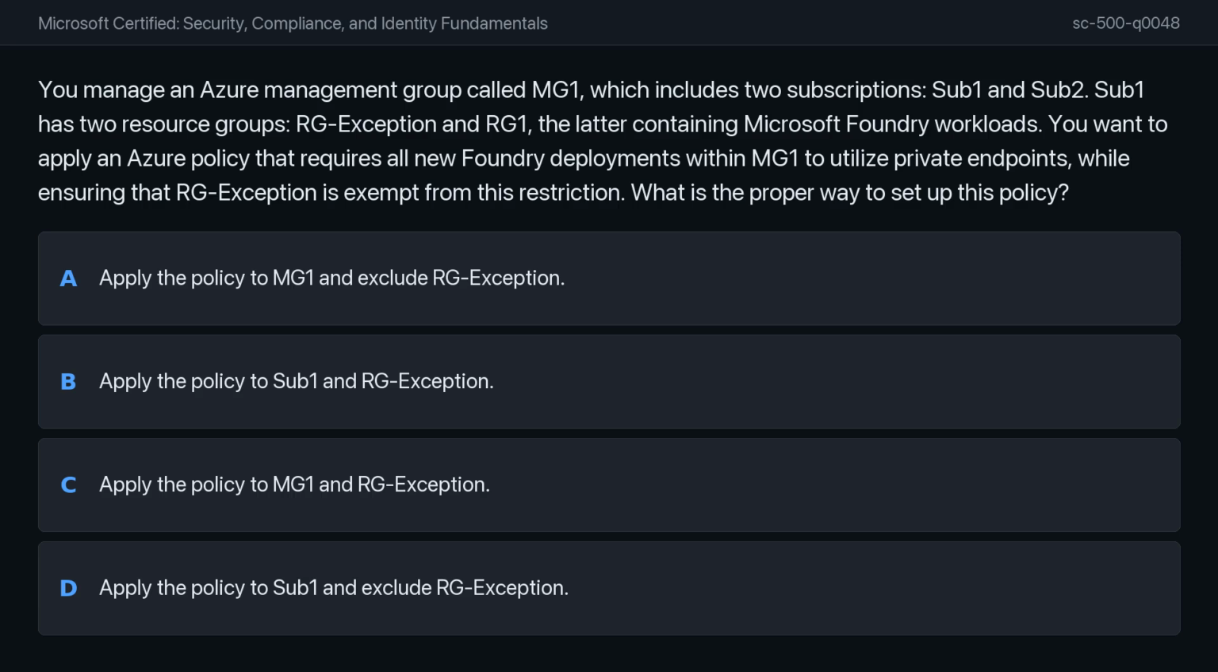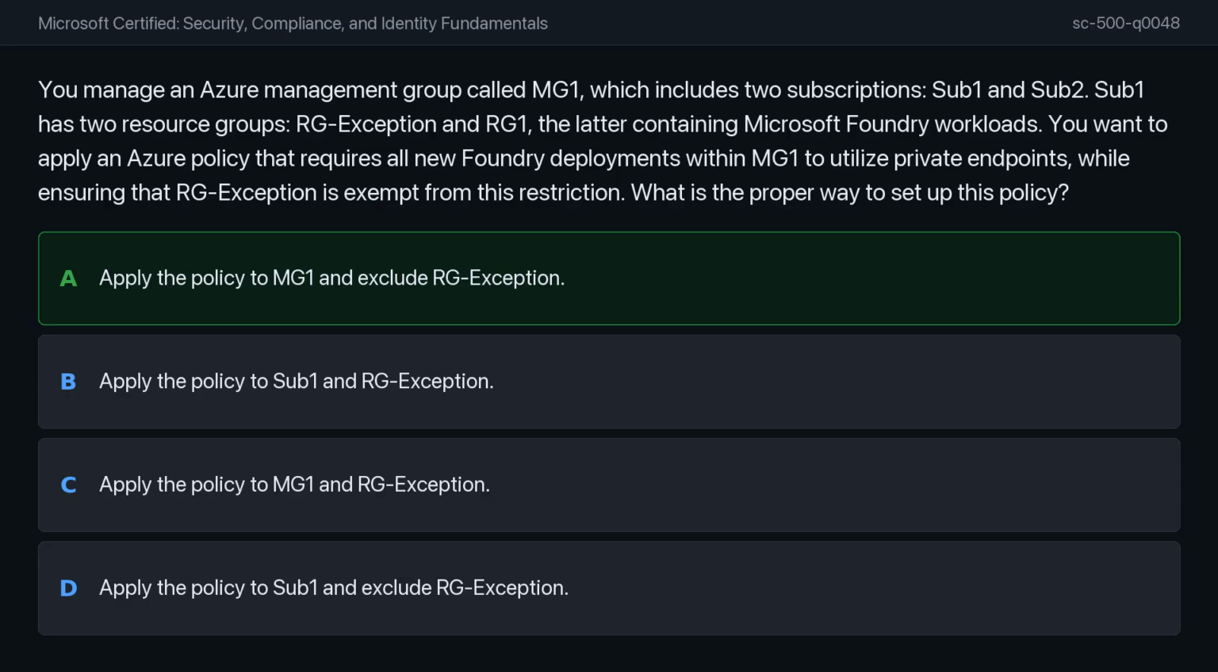To understand this, consider how Azure policy inheritance works. Policies are typically assigned to a specific scope, such as a management group or a subscription. When you set a policy at a higher level, it flows down to all child subscriptions and resource groups. The challenge is effectively managing these scope assignments while maintaining specific exceptions within that hierarchy.